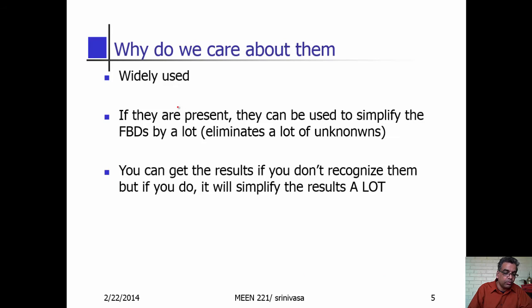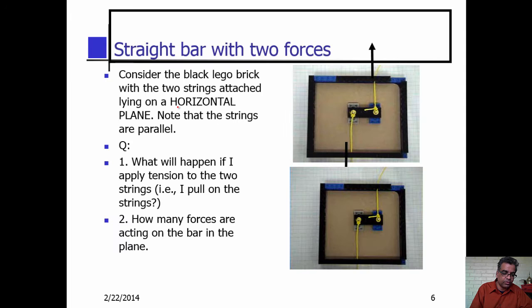Excellent. Okay, so what do we gain? Why do we care about them? Because they are widely used. They are very efficient at transmitting forces. So if you apply forces at only 2 points, that's the best way to transmit them. If they are present, they can be used to simplify the free bodies by a lot. So that's nice. You can get the results even if you don't recognize them. Suppose you didn't realize it, nothing will happen. This is a shortcut. So this is useful because it will simplify the results by a lot. So you get quite a bit for a small amount of effort. That's why we are putting some effort into this.